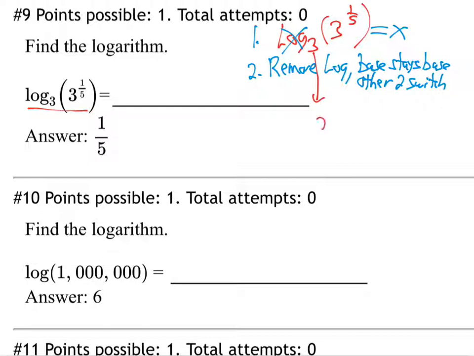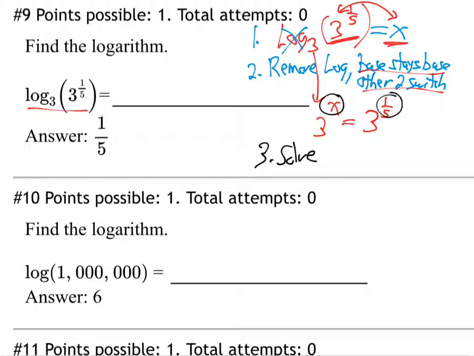Now who's the base? He's the base. The base stays the base. The other two switch. So these two are going to switch, right? This whole thing and the x. So it becomes 3 to the x is 3 to the 1/5, doesn't it? Let me write that a little bit better. The base stays the base. The other two switch. And now, step 3, solve for x. What does x have to be to make those equal? It's pretty obvious. X has to be 1/5.